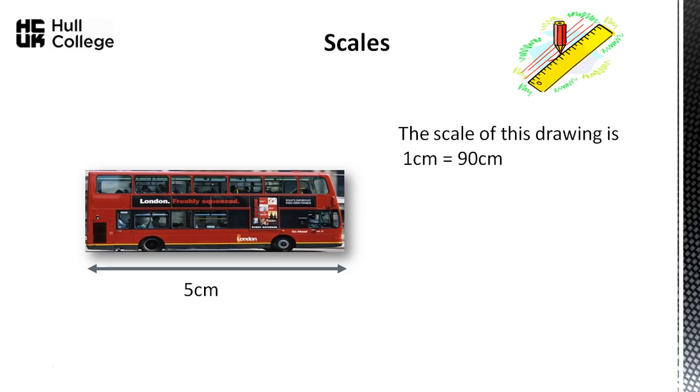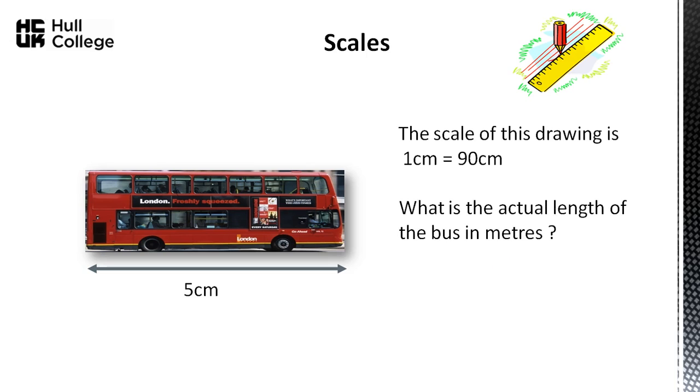The scale of this drawing is 1 centimetre equals 90 centimetres. So what is the actual length of the bus? 5 times 90, 450 centimetres. You could also write this as metres, so if we convert that, you get 4.5 metres.